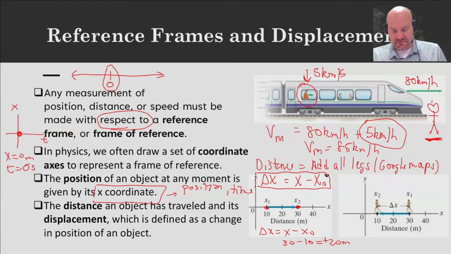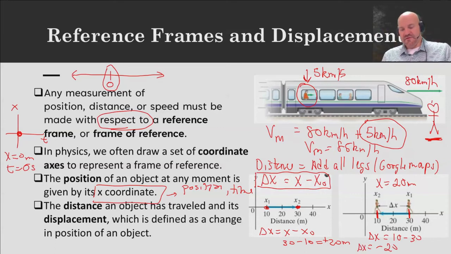Now what happens if I walk the other way? Again, my distance is going to be 20 meters, because I'm traveling the same distance between these two points. But my displacement is going to change because I'm doing final minus initial. In this one, I do 10 minus 30, which is negative 20, so it's negative 20 meters.